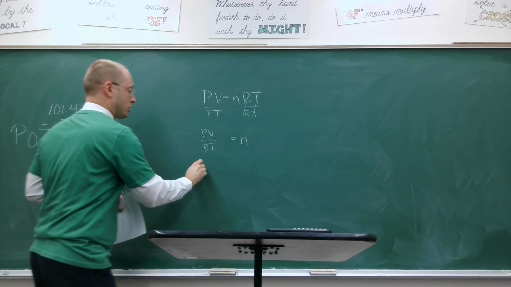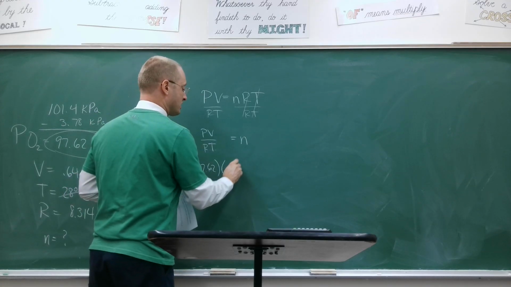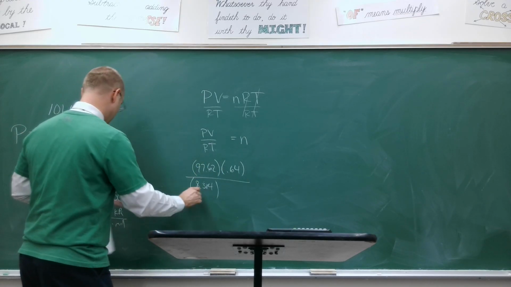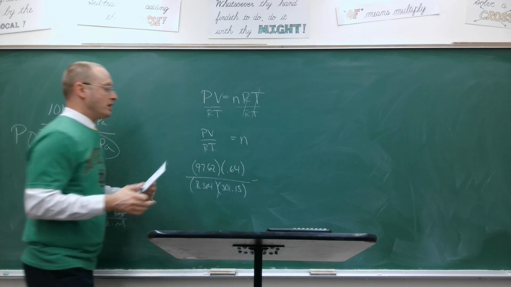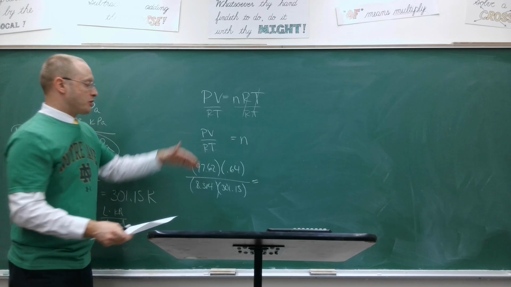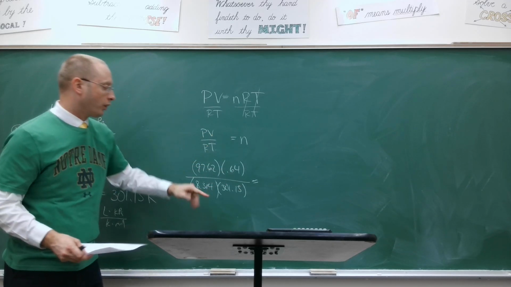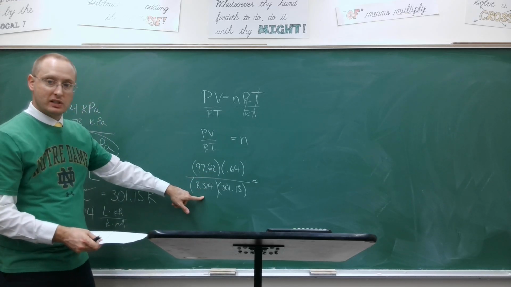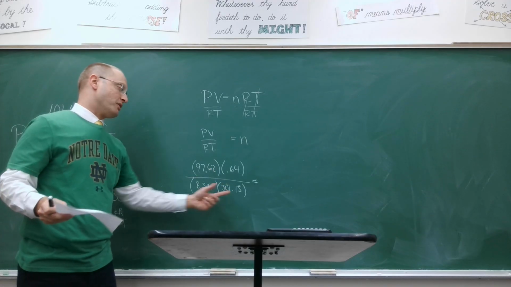We'll plug in the pressure, which of the oxygen is the 97.62. The volume is the 0.64 liters. The R is the 8.314. The temperature is the 301.15. And then as a reminder, when you type it into the calculator, either this times this divided by, and then put parentheses around this, or this times this, there's a decimal there by the way, divided by this, and then divided again by that. Just a suggestion is to divide them separately.